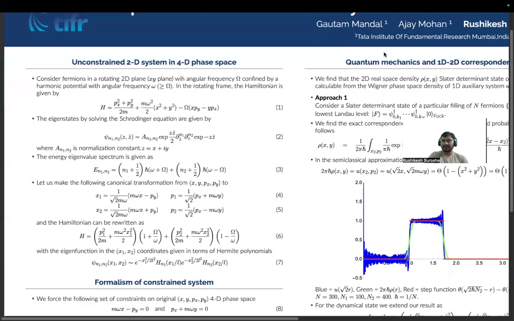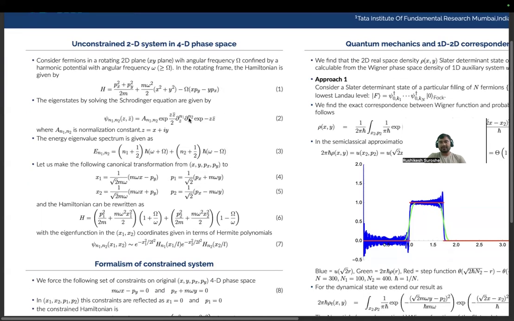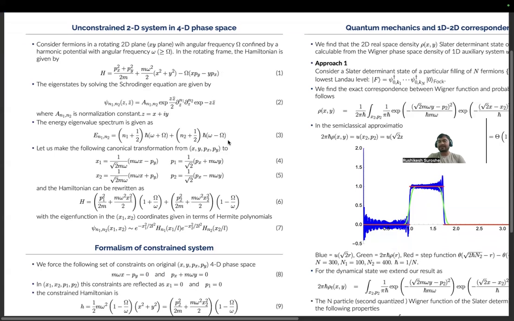Let me start with the system under consideration. Consider n electrons in the 2D plane, in a harmonic oscillator potential with small omega, and the whole system is rotating with angular velocity capital Omega. This is the Hamiltonian for that system. From here we can calculate the eigenfunctions, and from there the energy eigenspectrum. So this is the system under consideration.